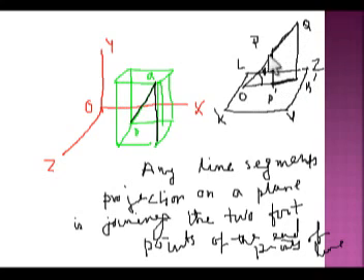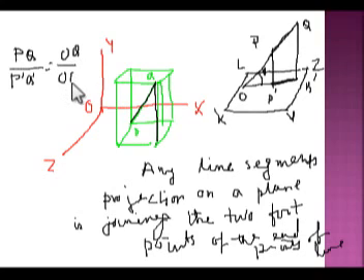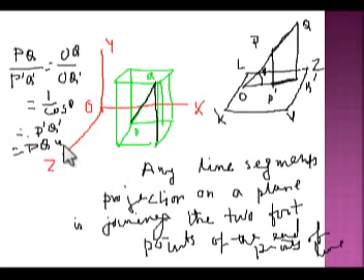So here we can take PQ by P'Q' is equal to OQ by OQ'. So this will be equal to 1 by cos theta. So we can get the projected line segment is equal to the line segment PQ cos theta. So in this way we can find out the projected line segment of any line.